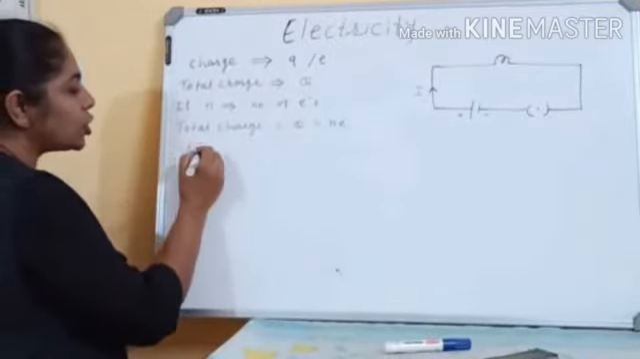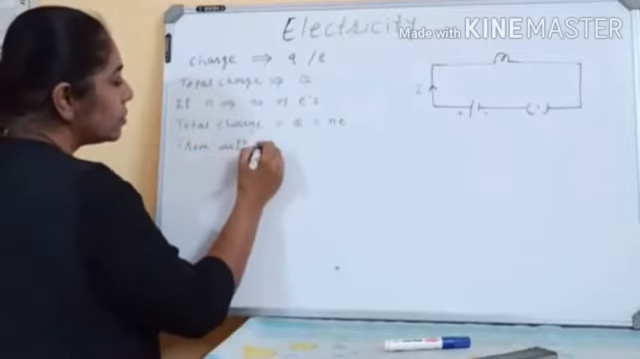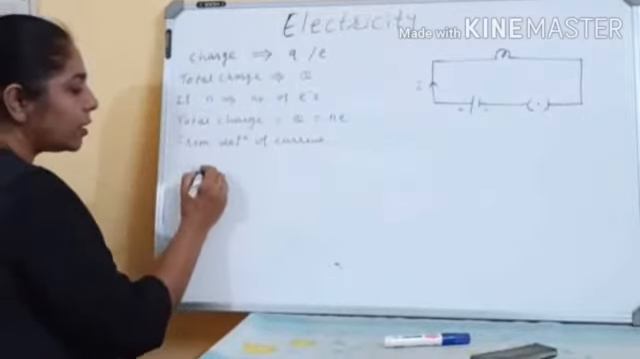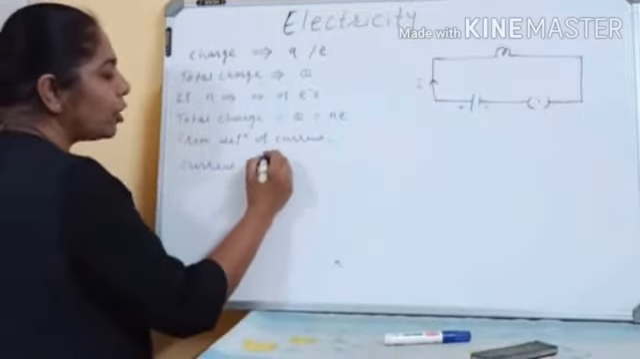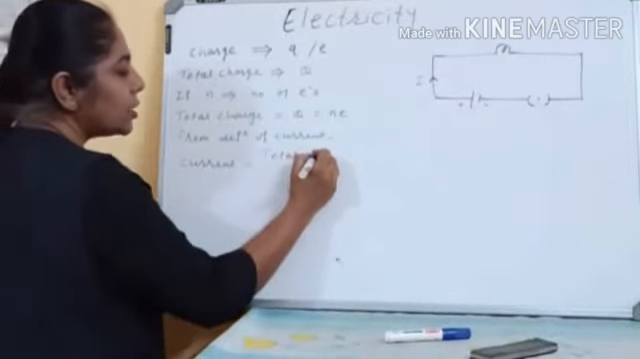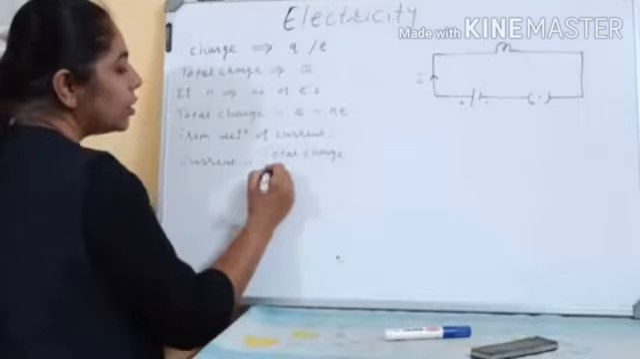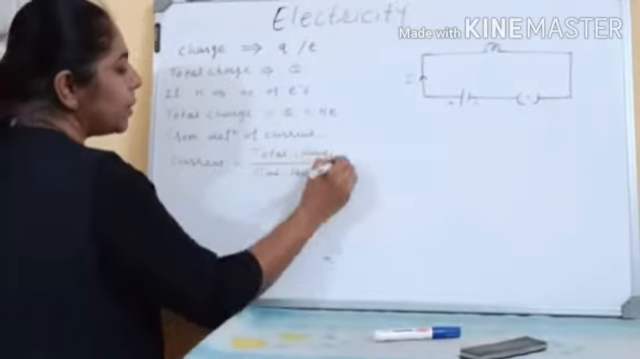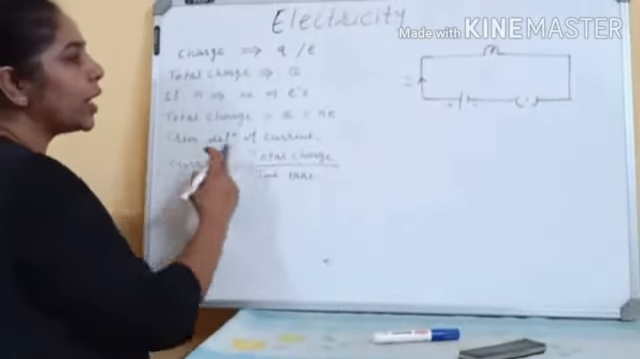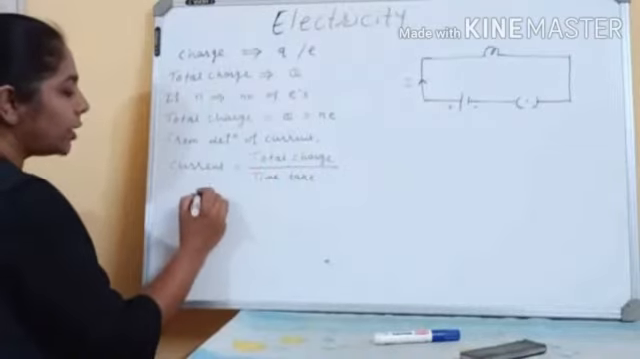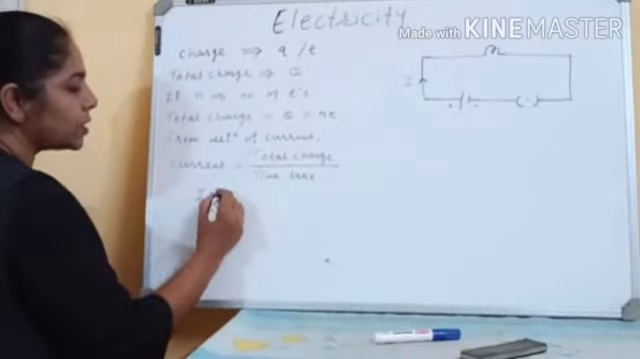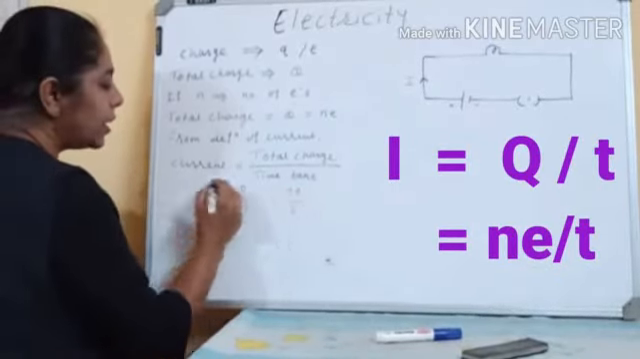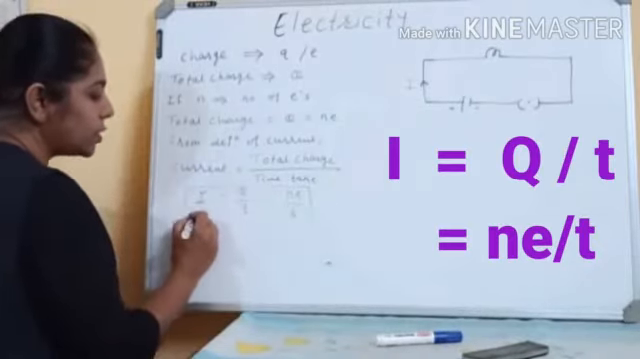Now from the definition of current: what is the definition of current? Current is equal to the rate of flow of charge, so total charge upon time taken. The current is independent of the area of cross section; it depends on the total number of charges. So I = Q/t, and Q = Ne, so I = Ne/t. This is the formula for current.